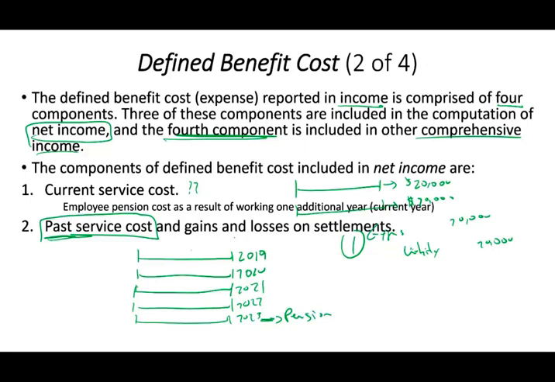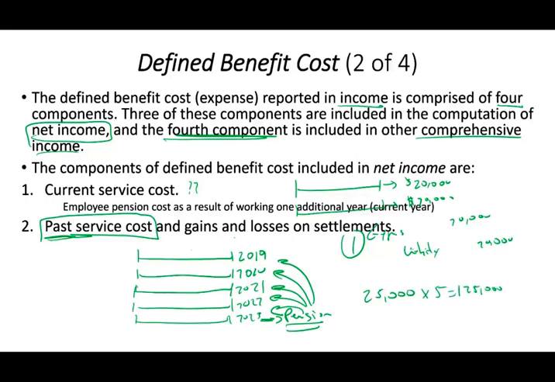Okay? Now you've been working there since 2019. Well, guess what? If they want to do a pension plan, they have to give you credit for all these years. Why? Because you've been working for the company all these years. Therefore, let's assume for every year you work for the company, they're going to compensate you $25,000. Simply put, for every year you work, they're going to have to put away for your future pension, $25,000 times 5, that's equal to $125,000.